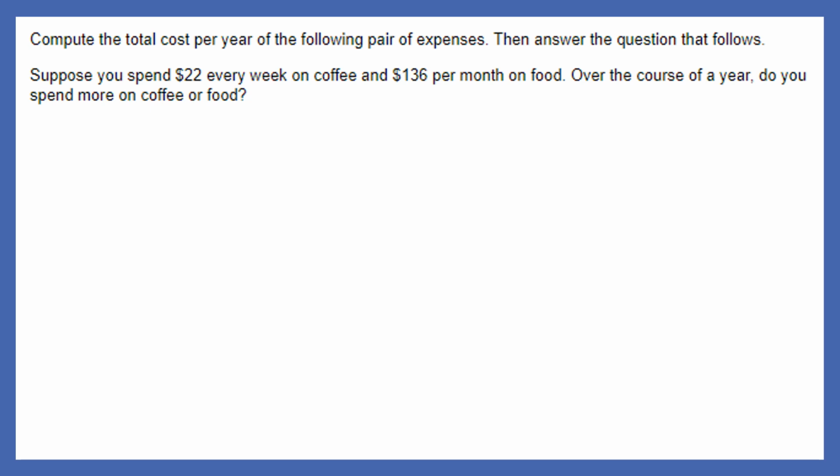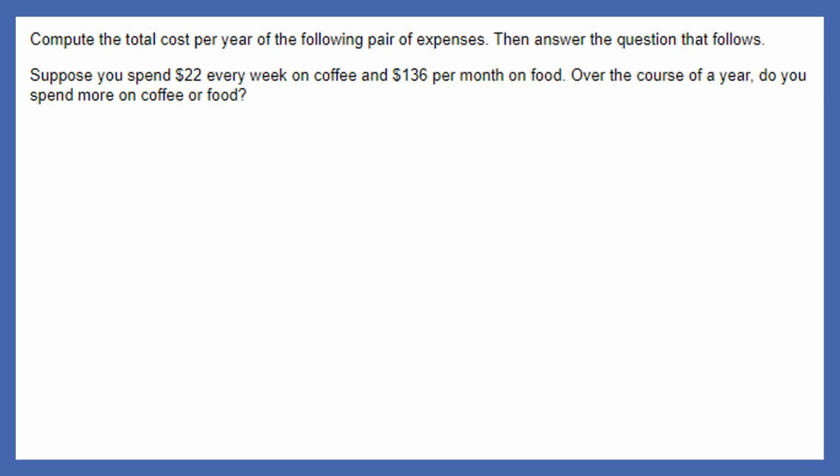Compute the total cost per year of the following expenses. Now, one thing that's very important is to be able to put your expenses on a common time frame. So for example, in this example, we're spending $22 every week on coffee and $136 per month on food. Well, those are different time frames. So even though it sounds like we spend a lot more money on food than we do on coffee, one's per week, one's per month.